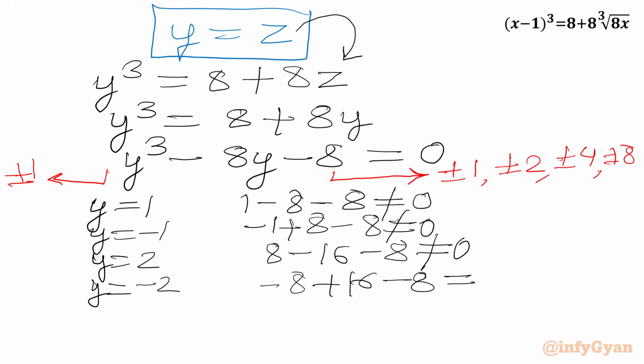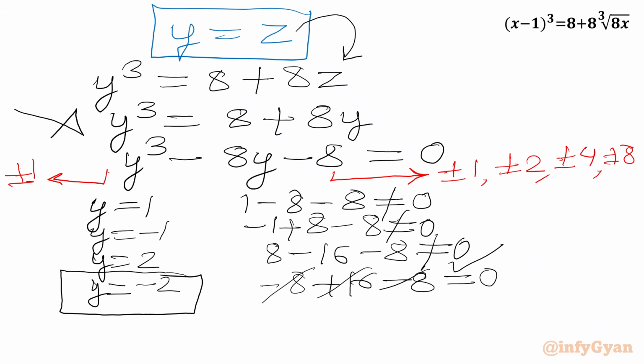Yes, this time it is satisfying our equation. Plus 16 minus 16 will be 0. So y equal to negative 2 is our base solution to this cubic equation. Now we will use synthetic division method. I need to write all the coefficients of cubic equation. So coefficient of y cube is 1, coefficient of y square is missing, so 0, coefficient of y is minus 8, constant is minus 8. So we'll write 1, 0, minus 8, minus 8 with base solution negative 2.